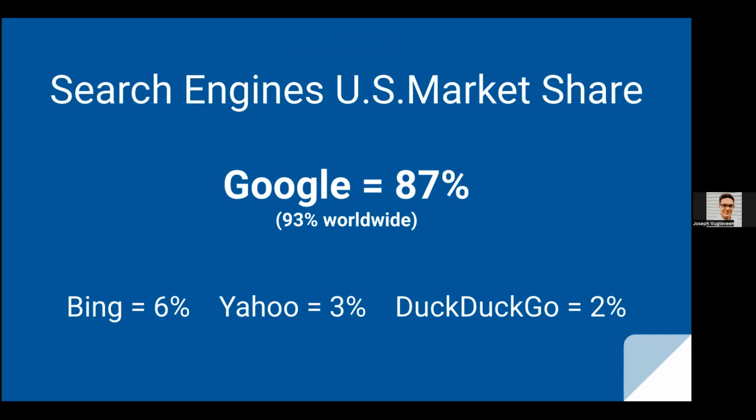When we talk about SEO, we talk about Google, and that's because Google is massive. They own about 87% of the US share of search engines and 93% worldwide. So Google's huge. The other ones are Bing, which is big, and you've probably all heard of Yahoo and DuckDuckGo, the other three, if you want to call them big players. But at 87%, when we focus on SEO, we focus on what Google wants.